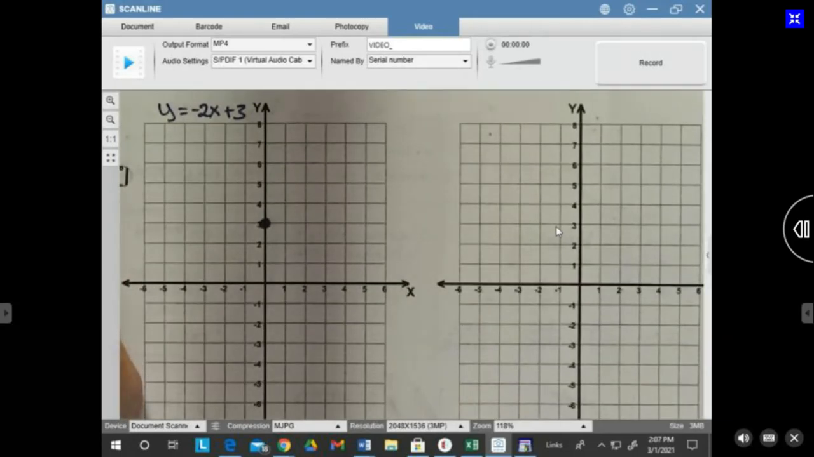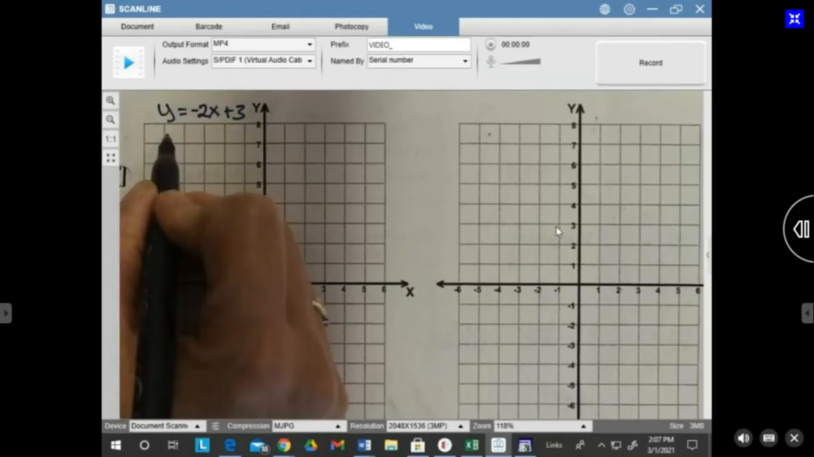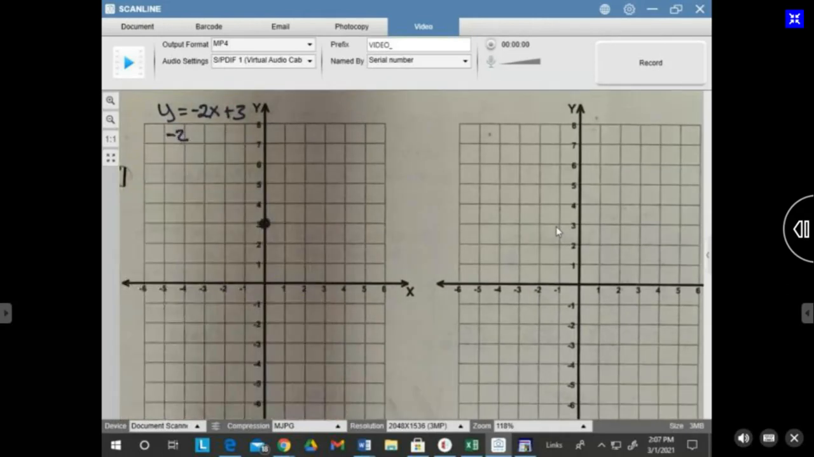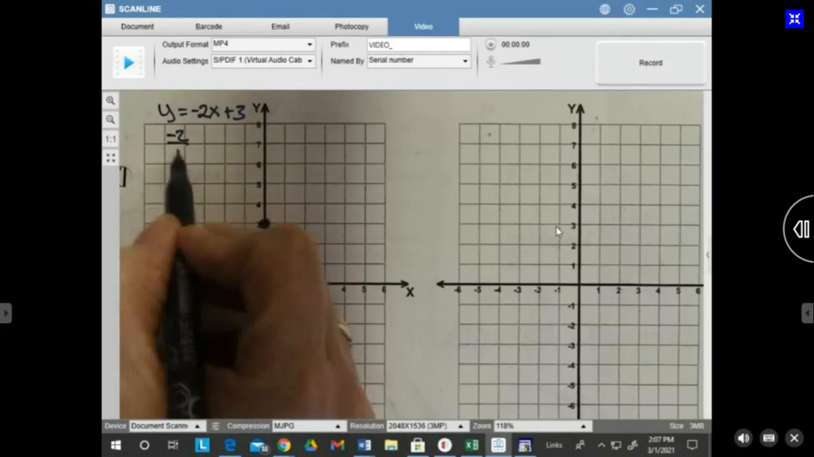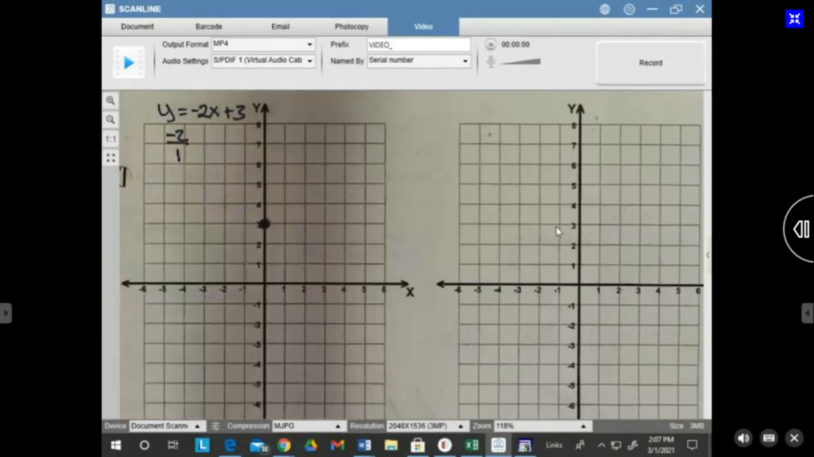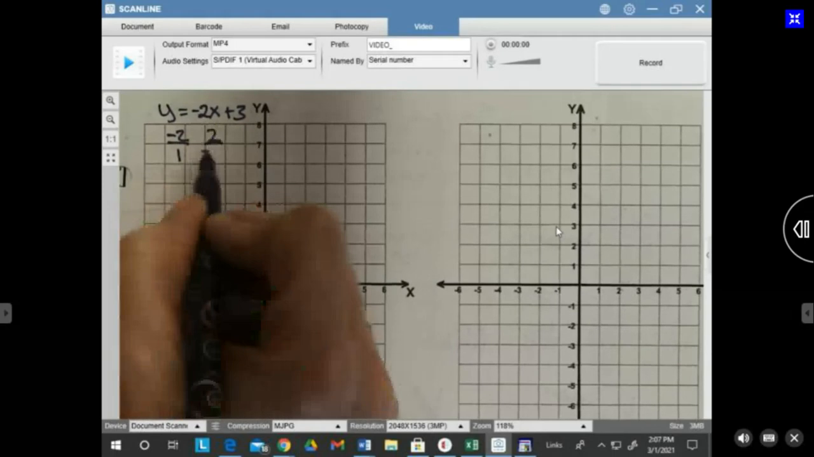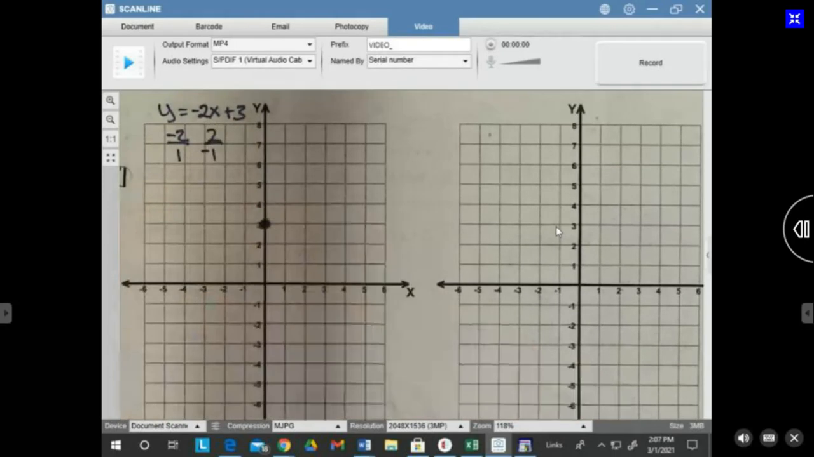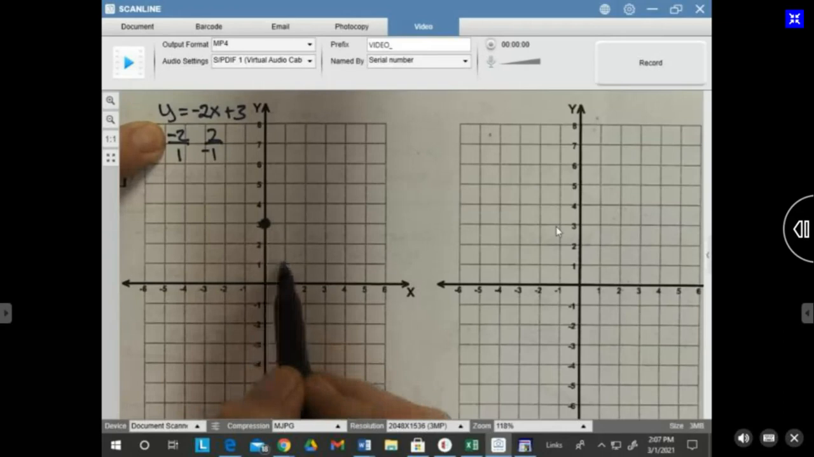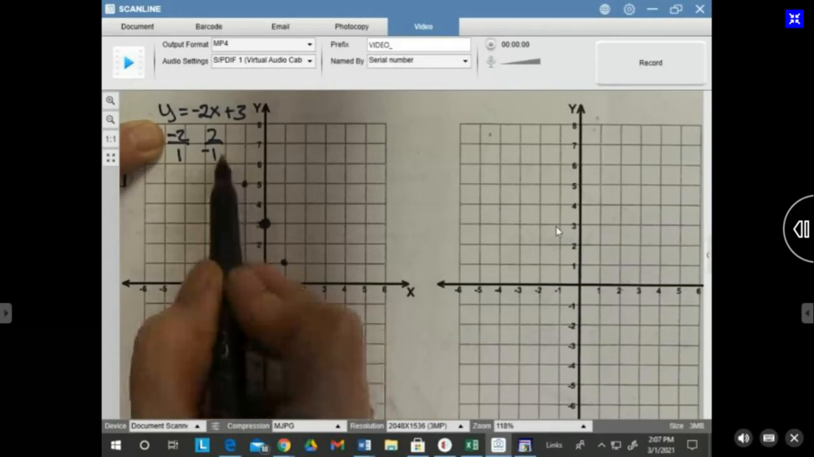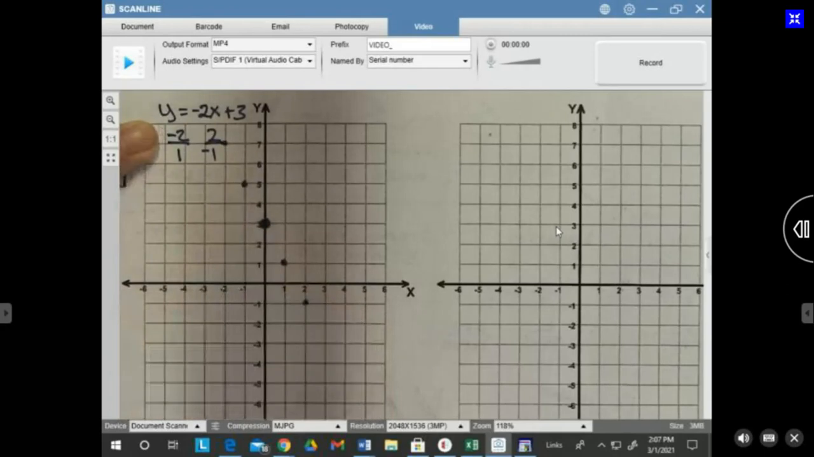All right, what's my slope? Rise negative 2 over 1. So I can go down 2 and right 1, or up 2 and left 1. Now I'm going to get my straight edge.